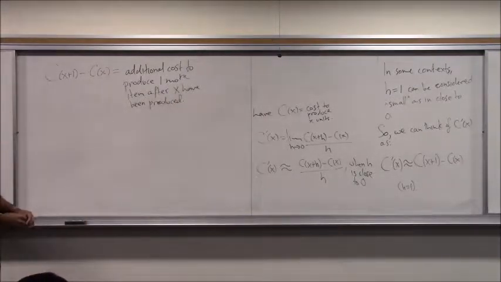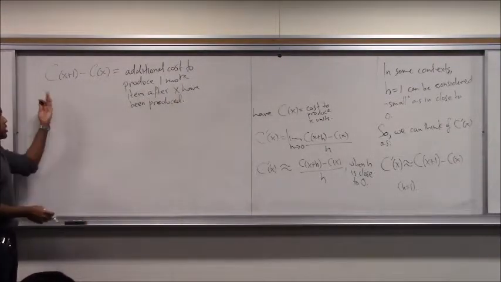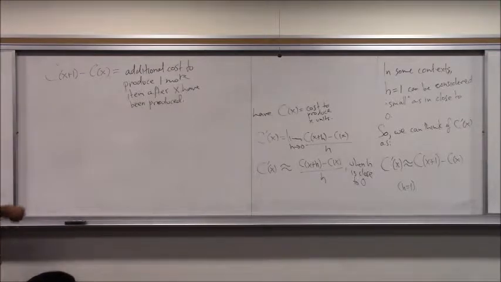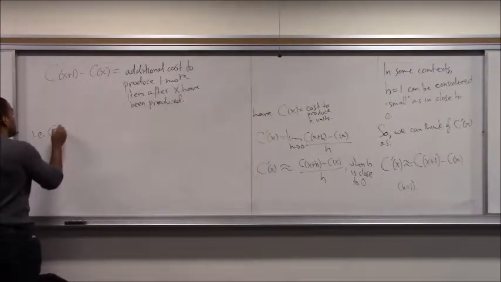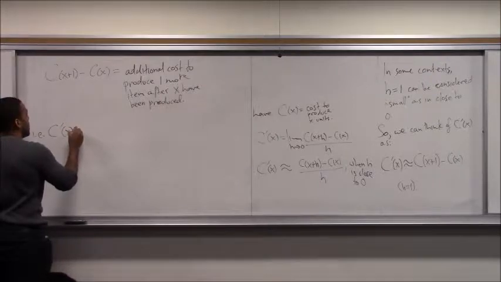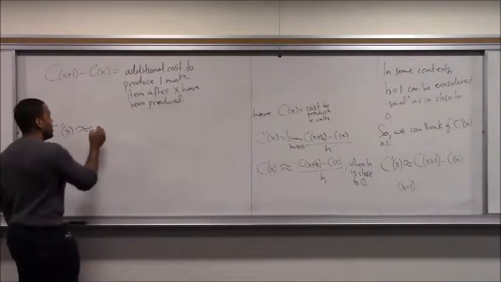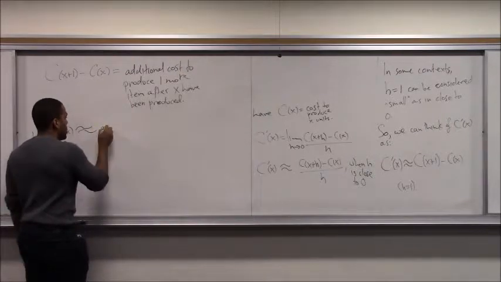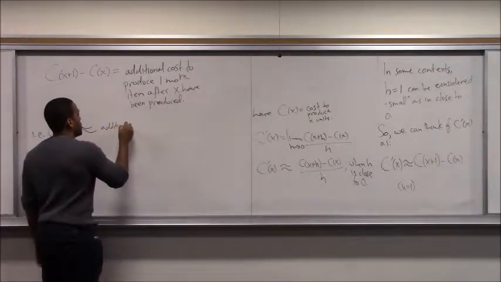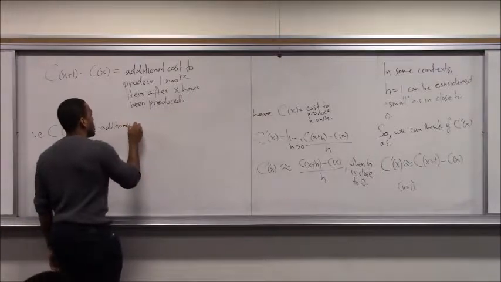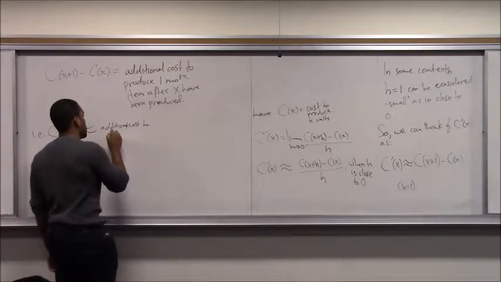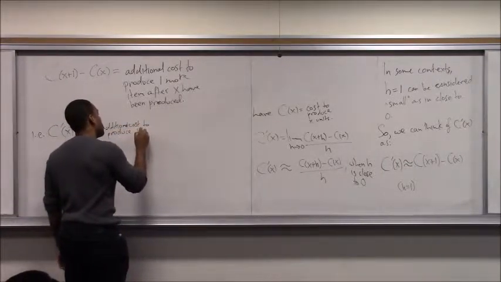So that's how we can do this expression. And then the derivative is actually an approximation for this, i.e. c prime of x can approximate this value. It's approximately the additional cost to produce one more.